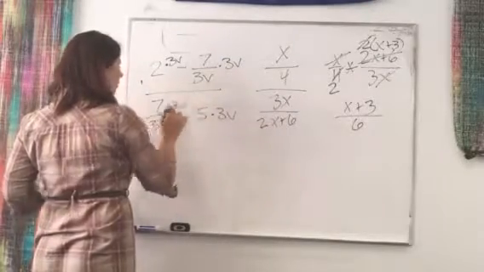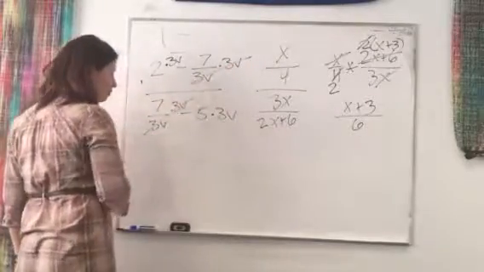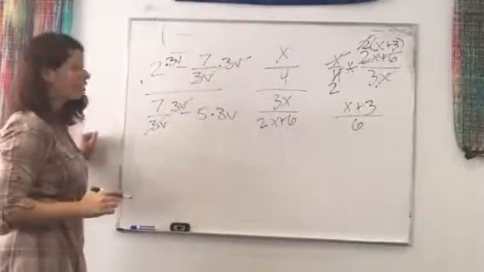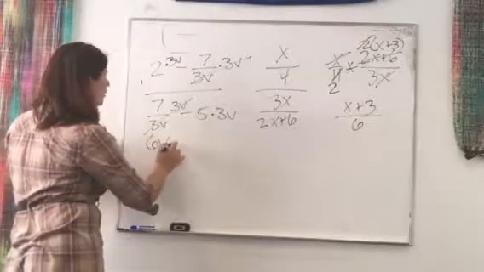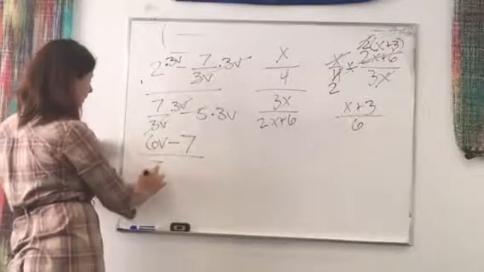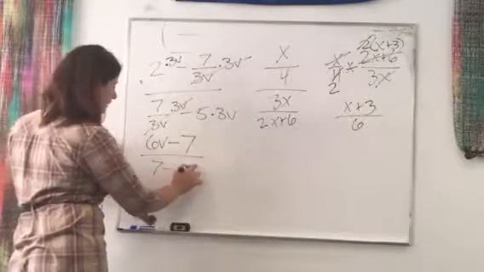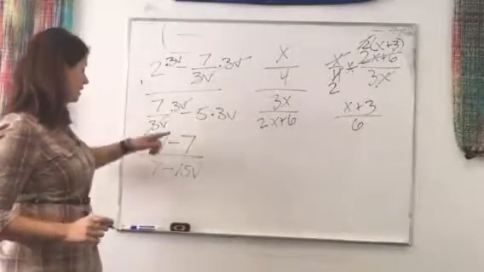So then let's simplify. The 3v's cancel both places, and then we just multiply. So 2 times 3b is 6b minus 7 all over 7 minus 15b. How we know if we're done or not is look at the top.